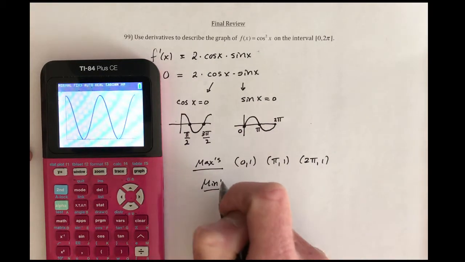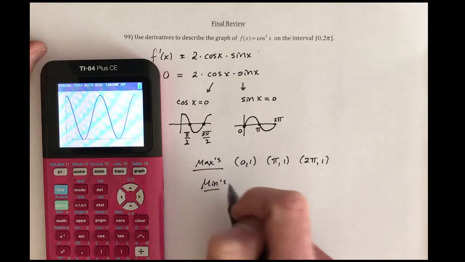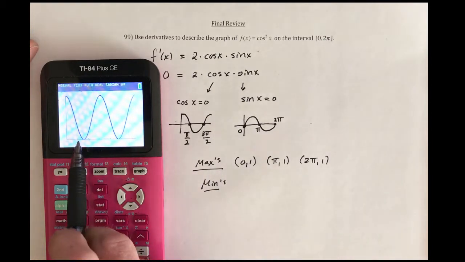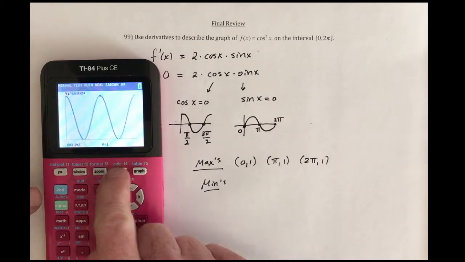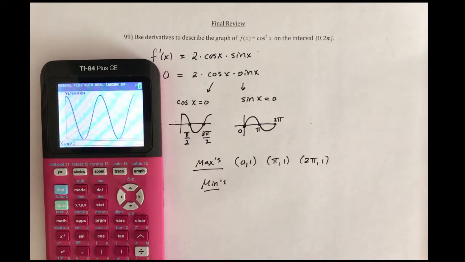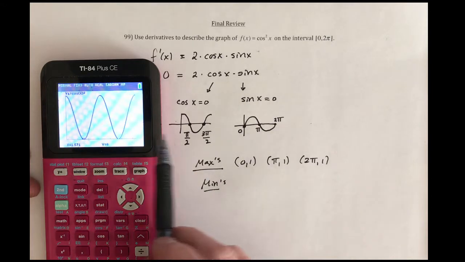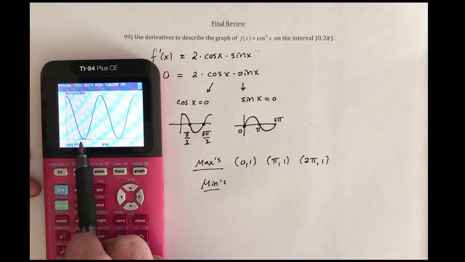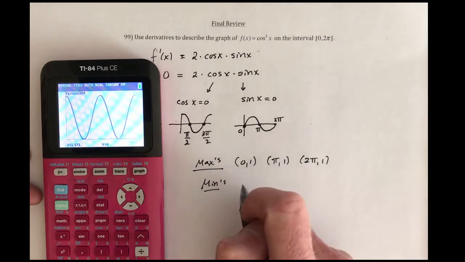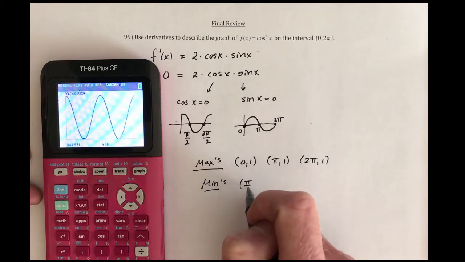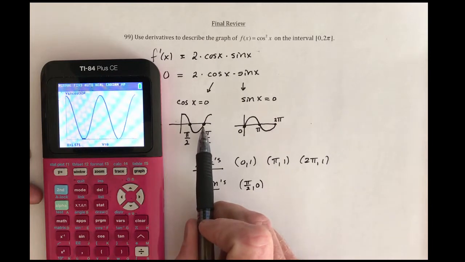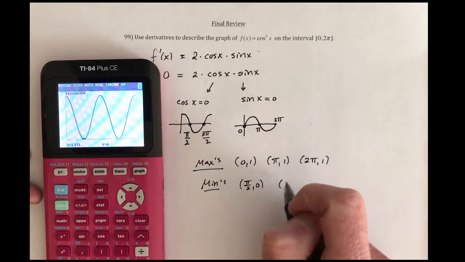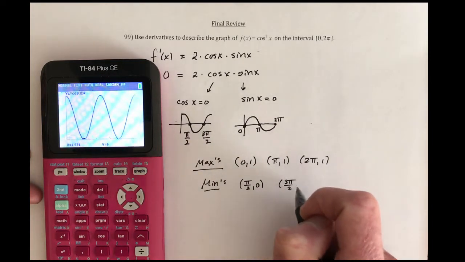And, excuse me, for the minimum values, that would be this one, and I'm pretty sure that's pi over 2. Let me just double check. Trace and put pi over 2. And yes, the little blinking dot is right there. So that's at pi over 2, 0. And then the next one would be 3 pi over 2, 0.